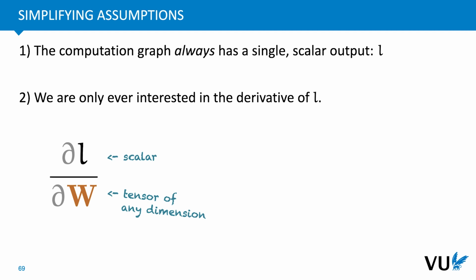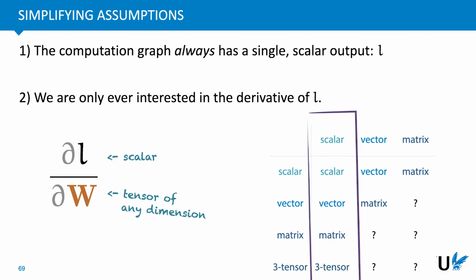And that means that in our earlier diagram, we are always in this column. The input of our function is a tensor of any dimension, 3 dimensions or even more, but because the output is always a scalar, we can always represent the set of derivatives that we're interested in, the derivative of the loss with respect to one of these inputs, as a matrix of a logical dimension.